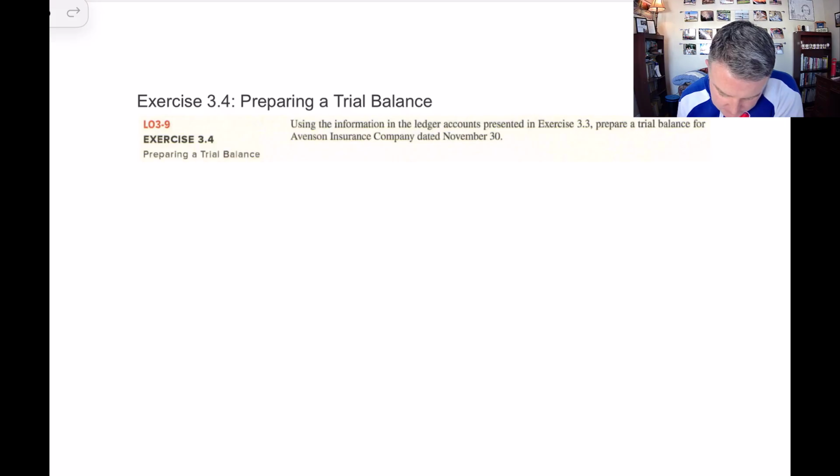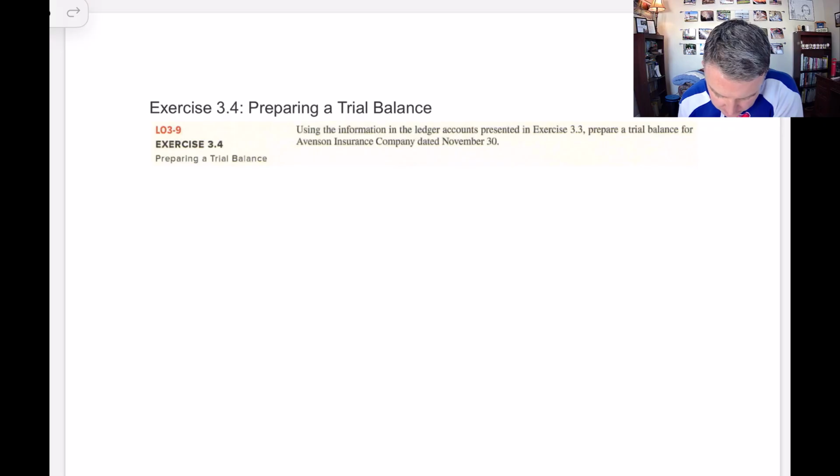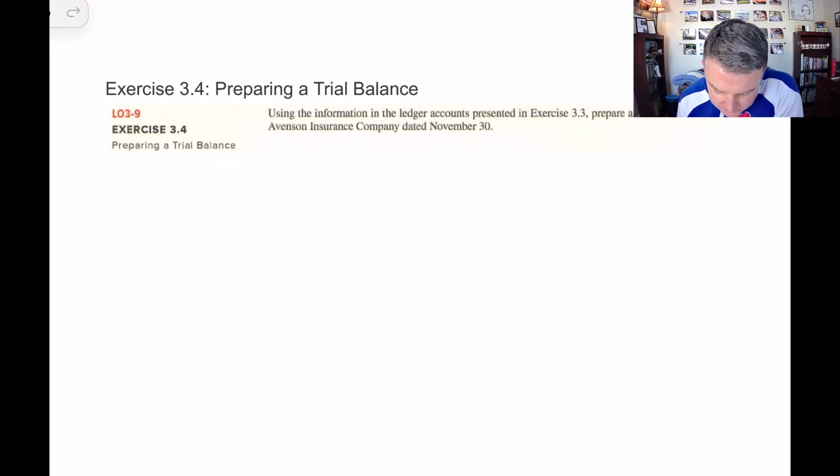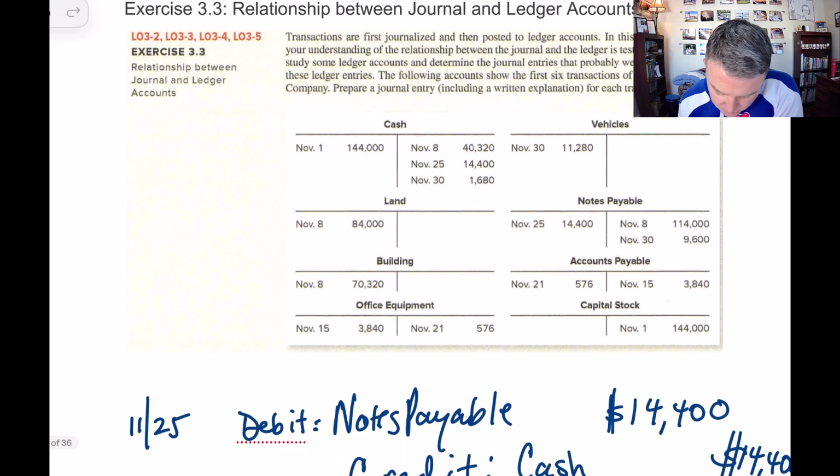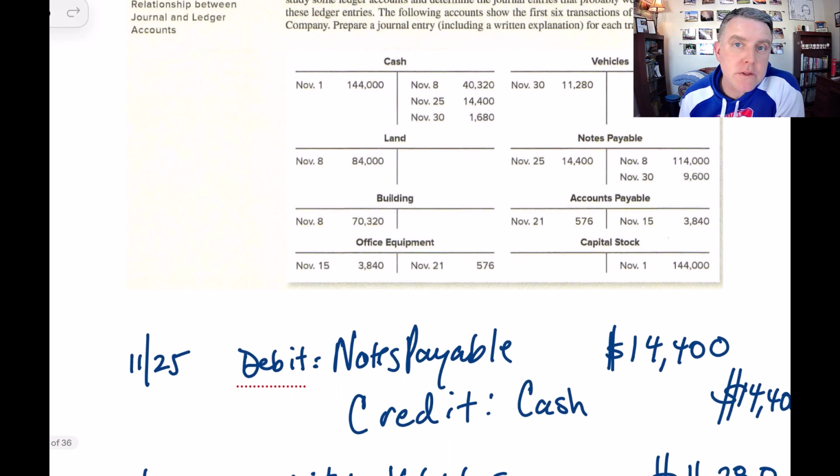Alright, so this exercise is a continuation of the previous exercise that we did in a separate video. In that video we took some T accounts that were given to us, and we worked our way backwards to record the journal entries that were associated with these T accounts.